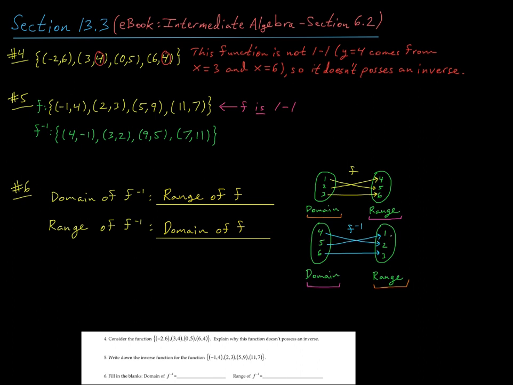And likewise for the range of the inverse, the set 1, 2, 3, these are the outputs for the inverse, so they then are the inputs for the original function f. So put another way, we can say that the domain of f inverse is equal to the range of f, and the range of f inverse is the domain of f, right? It's just a consequence of really the definition of the inverse. It's just swapping inputs and outputs.